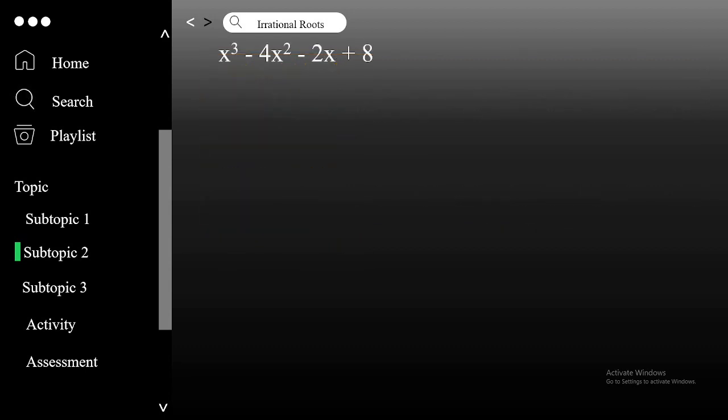Now let's have our first example. Let's get the roots or the zeros of this polynomial. I have already used 1, -1, 2, and -2 a while ago, and I'll be using 4 this time. So using 4, synthetic again. When we solve roots, we always start with synthetic division, if you have a degree of 3 or more. So we have here 4, then the coefficients are 1, -4, -2, and 8.